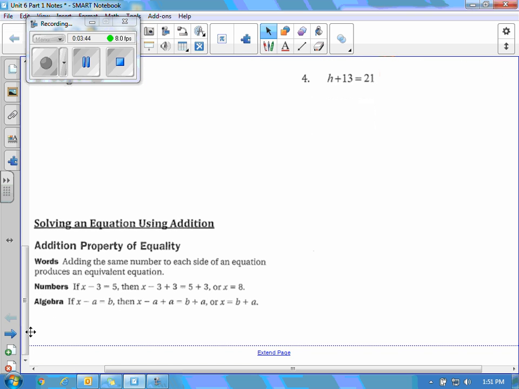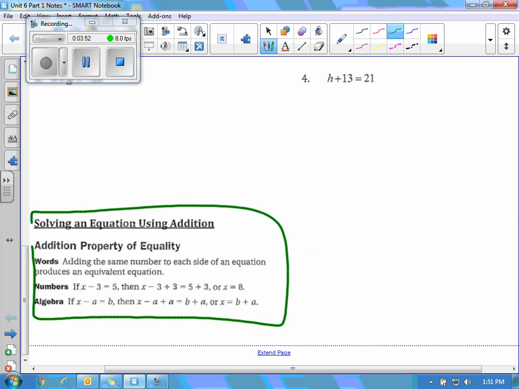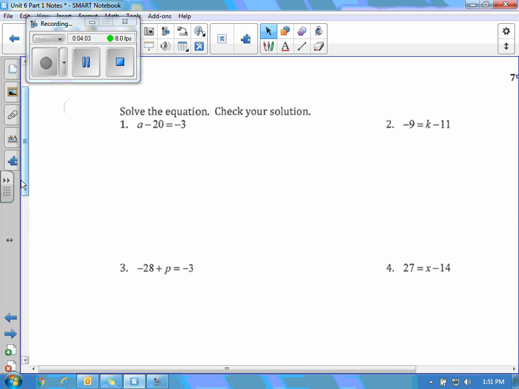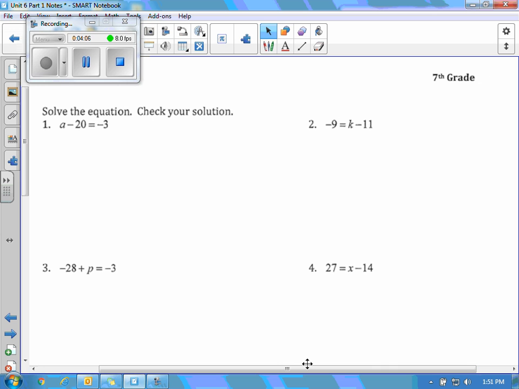If you look at the bottom of the page, it says solving an equation using addition. So again, this is what's copied and pasted out of the book. This is just the opposite of solving using subtraction. So what this tells us is that if I add the same thing to both sides of an equation, I'll wind up with an equivalent equation. So flipping over to the back side, let's look at actually solving a couple of these. The directions are the same. It says solve the equation and check your solution. Just like we did before, the first thing I'm going to have you do is box and rewrite the original. So a minus 20 equals negative 3.